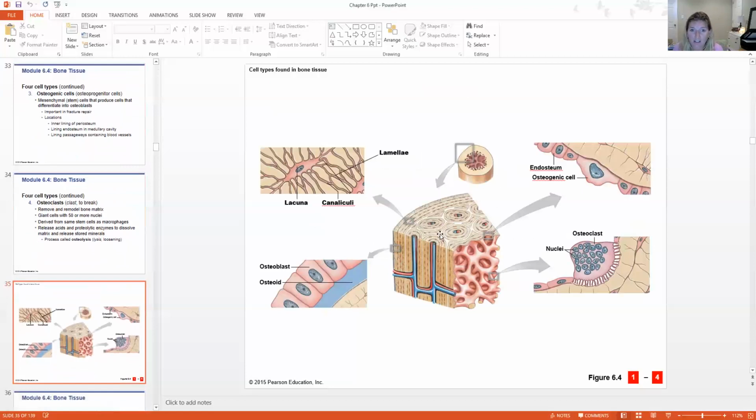Here's the osteons. Osteons are these little tree trunk-like structures. You can see the rings. The rings are called lamellae. The lamellae are just, again, the little areas where the osteocytes are living.